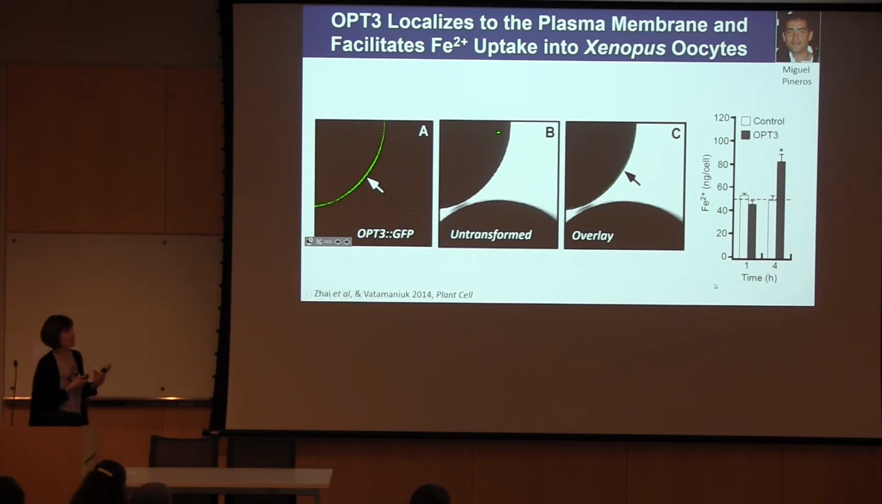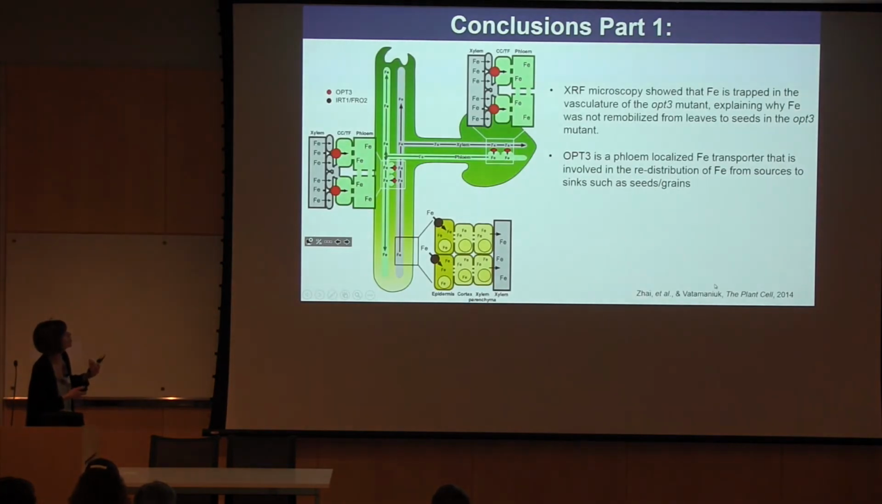So we did some uptake studies in Xenopus oocytes, and OPT3 localizes to the plasma membrane, and it can, in Xenopus oocytes and in Arabidopsis protoplasts, move iron into the cells. What you're seeing here over time, OPT3 is the black bar, and you can see that the OPT3-expressing oocyte cells contain more iron than control non-expressing cells. So basically, this helped us to understand.